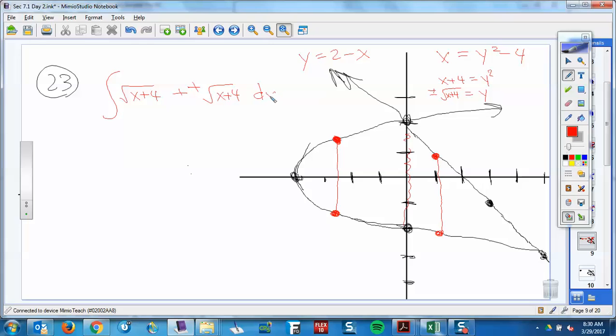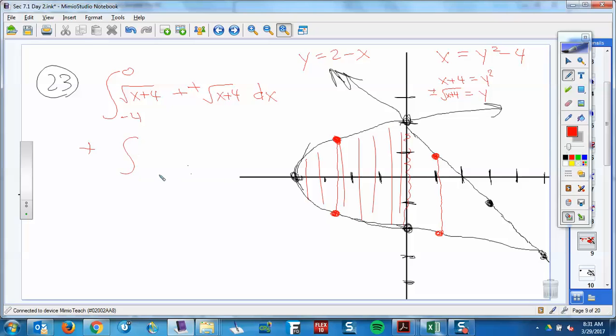Okay, and then dx. Remember, dx is the width. So what do we got? We got the length of the strip times the width of the strip. That gives us the area of the strip, and then the integral adds up all the strips. And it adds up the strips from -4 to 0.